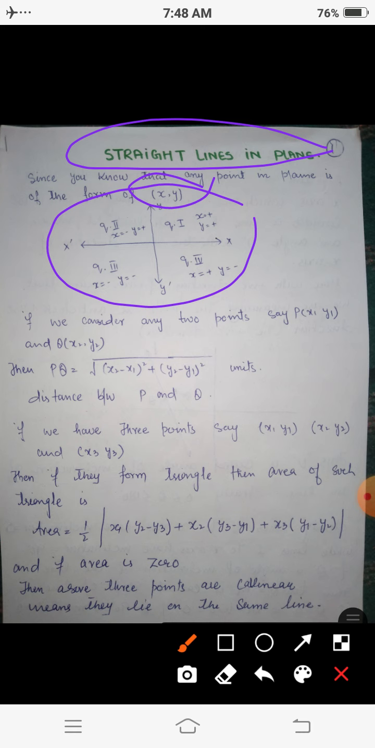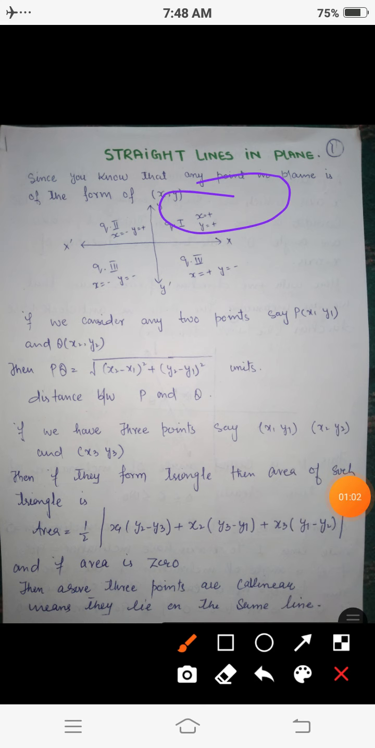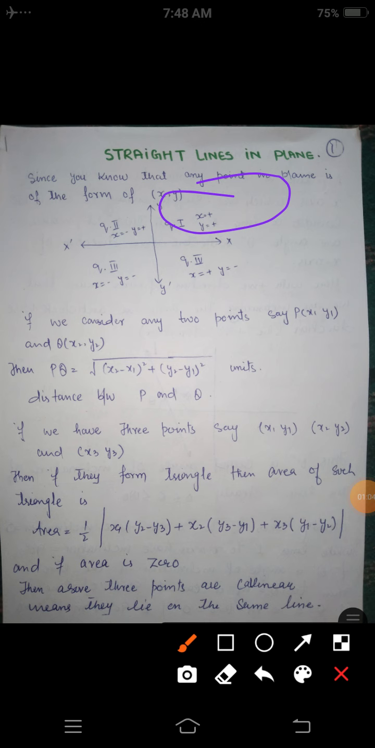One is the x-axis, and this is the y-axis, a perpendicular line which passes through the x-axis at 0. These two axes divide the plane into four equal parts, which are called quadrants. In the first quadrant, both x as well as y are positive. In the second quadrant, x is negative, y is positive. In the third quadrant, both are negative. And in the fourth quadrant, x is positive, y is negative.